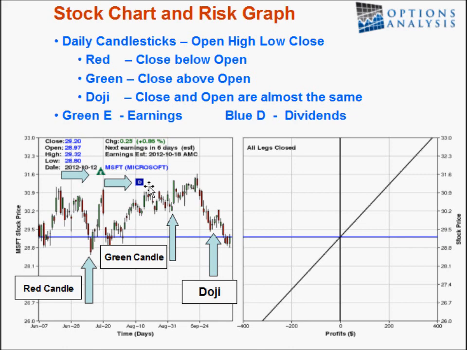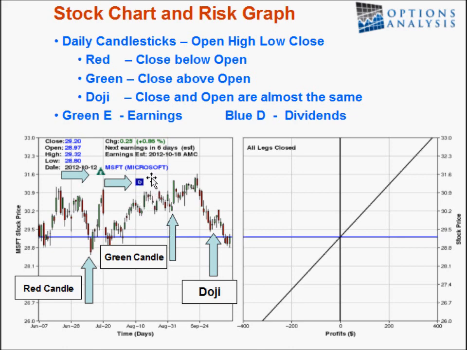Also shown on the chart are some other symbols you'll see on stock charts. The little green triangle with the E in it is an earnings date, in this case for Microsoft. On an earnings date, you'll typically see a lot of stock action if the results of the earnings were a surprise, unexpected by the general public.